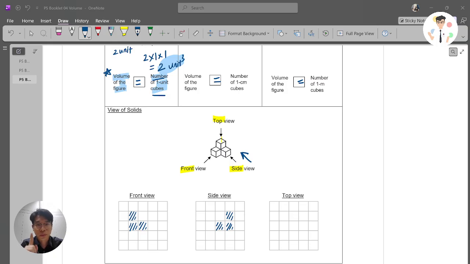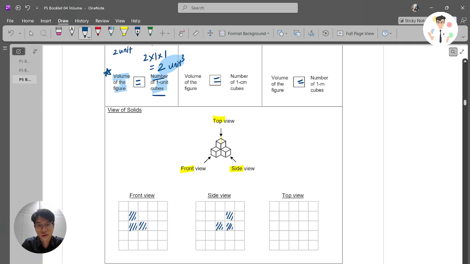Now, the problem comes when it comes to the top view. Teacher, top view, yeah, I can look from the top. But the problem is top, should I look from the front top or from the side top? And that is where you need to take note that you are supposed to look at the front and move it to the top. So front top will be like this.